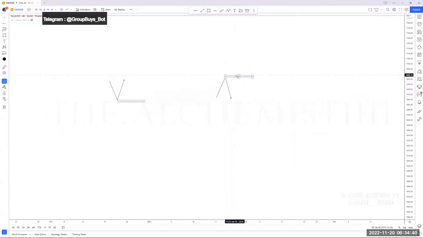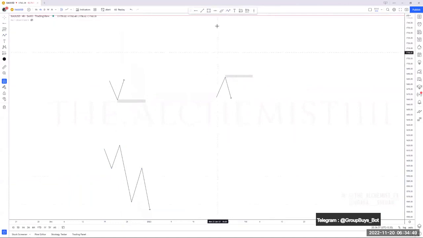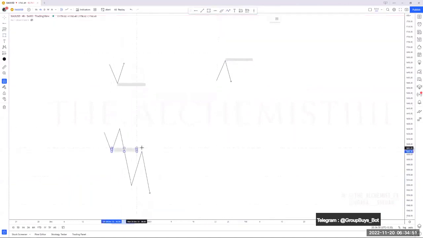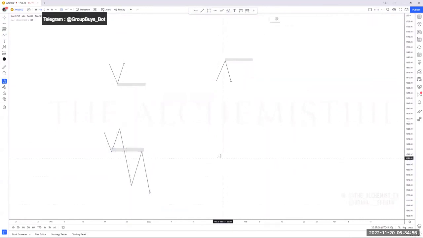Okay, this right here will be a resistance. And same thing, if a support breaks, then it turns into a resistance. So we call this right here the SPR, or a support broken turns into resistance. There is a flip zone, and same thing in here.